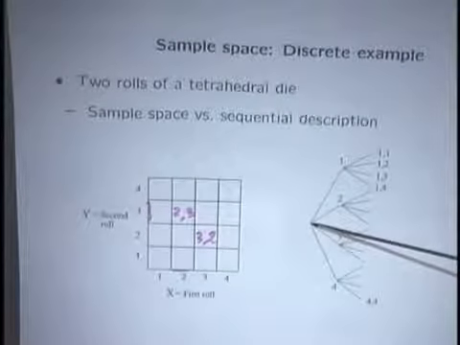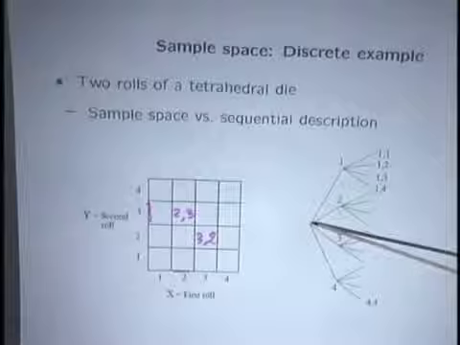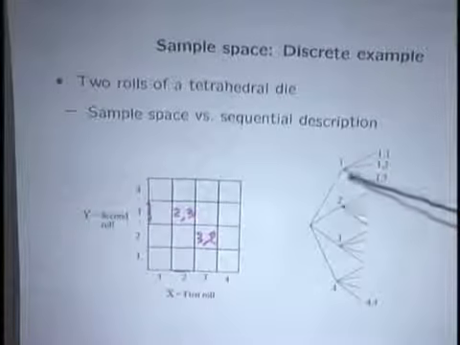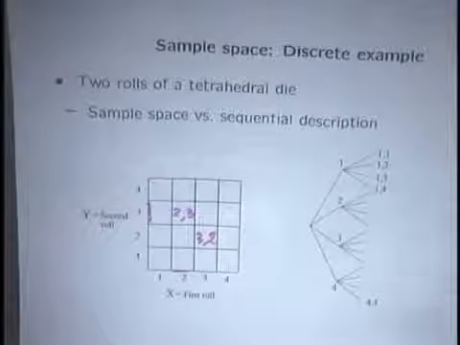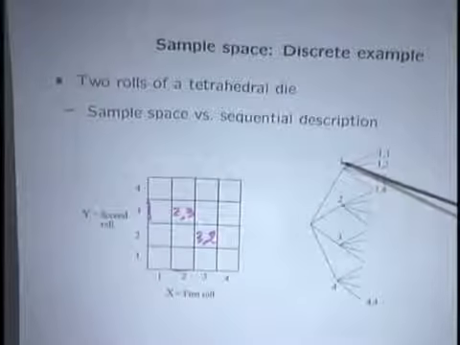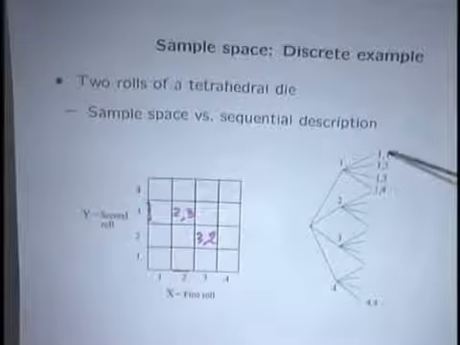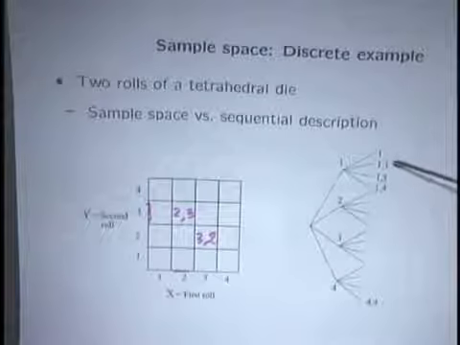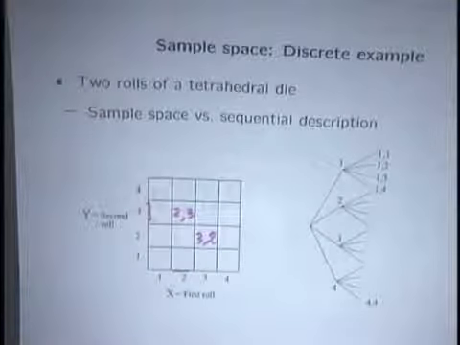So in this tree, I'm thinking of a first stage in which I roll the first die, and there are 4 possible results, 1, 2, 3, and 4. And given what happened in the first roll, suppose I got a 1, then I'm rolling the second die, and there are 4 possibilities for what may happen to the second die, and the possible results are 1, 2, 3, and 4 again.